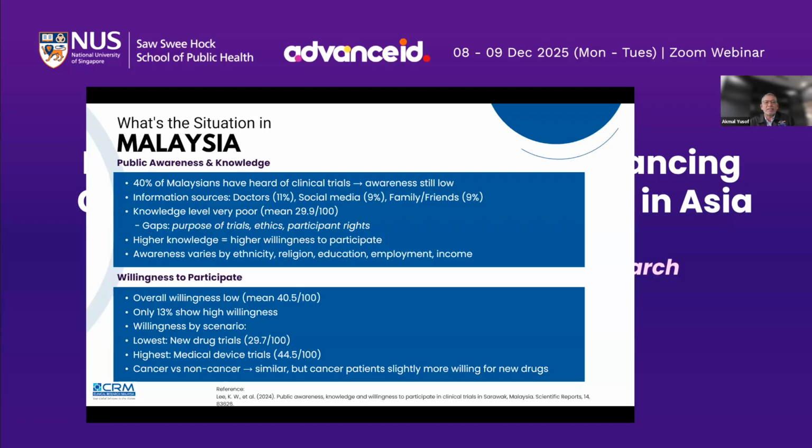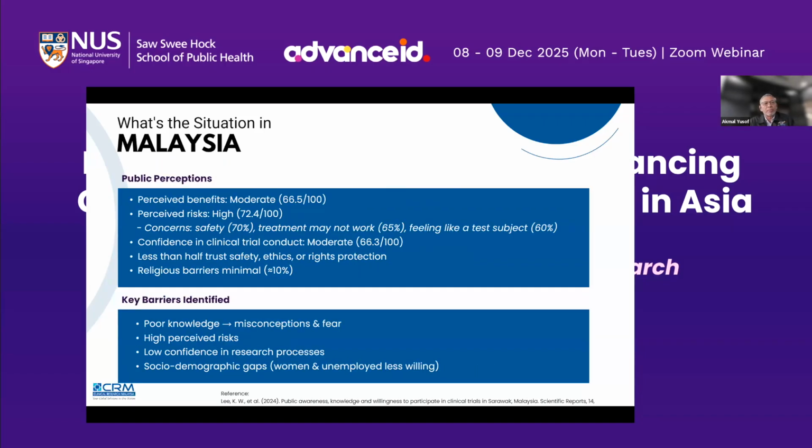And looking at this, only 13% show high willingness. And from this, we see that the willingness to participate is highest in the medical device trials with all these IoT, things like that, but it's lowest in the new drug treatment. And when we look at the whole scenario, there is no difference between the cancer and non-cancer. It's similar, but the cancer patients are slightly more willing to try new options of treatment.